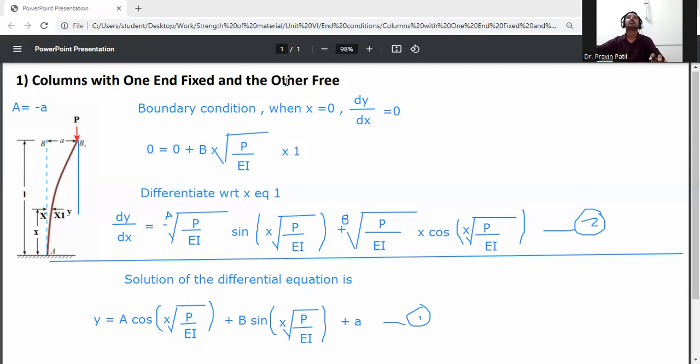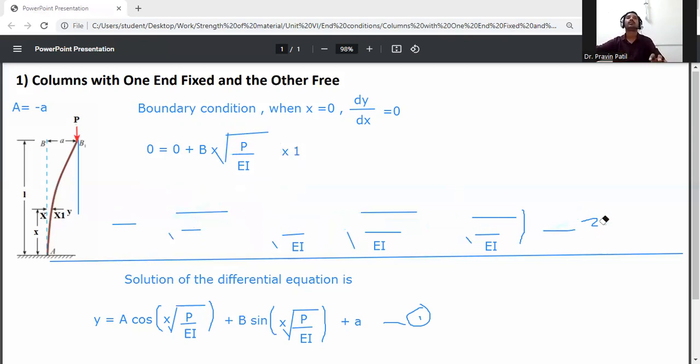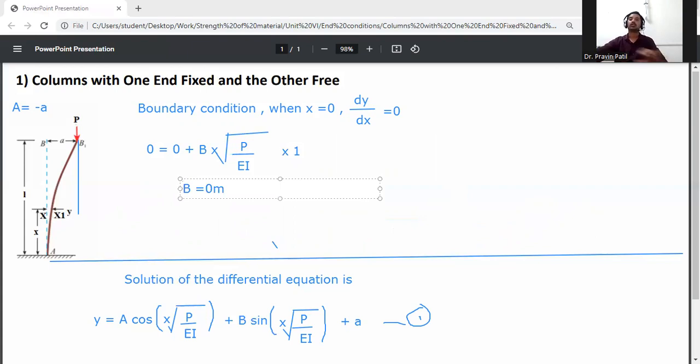Okay, so when we take this side, b is equal to 0. So b is equal to 0. Put a is equal to minus a and b is equal to 0 in equation 1. This one is equation 1.